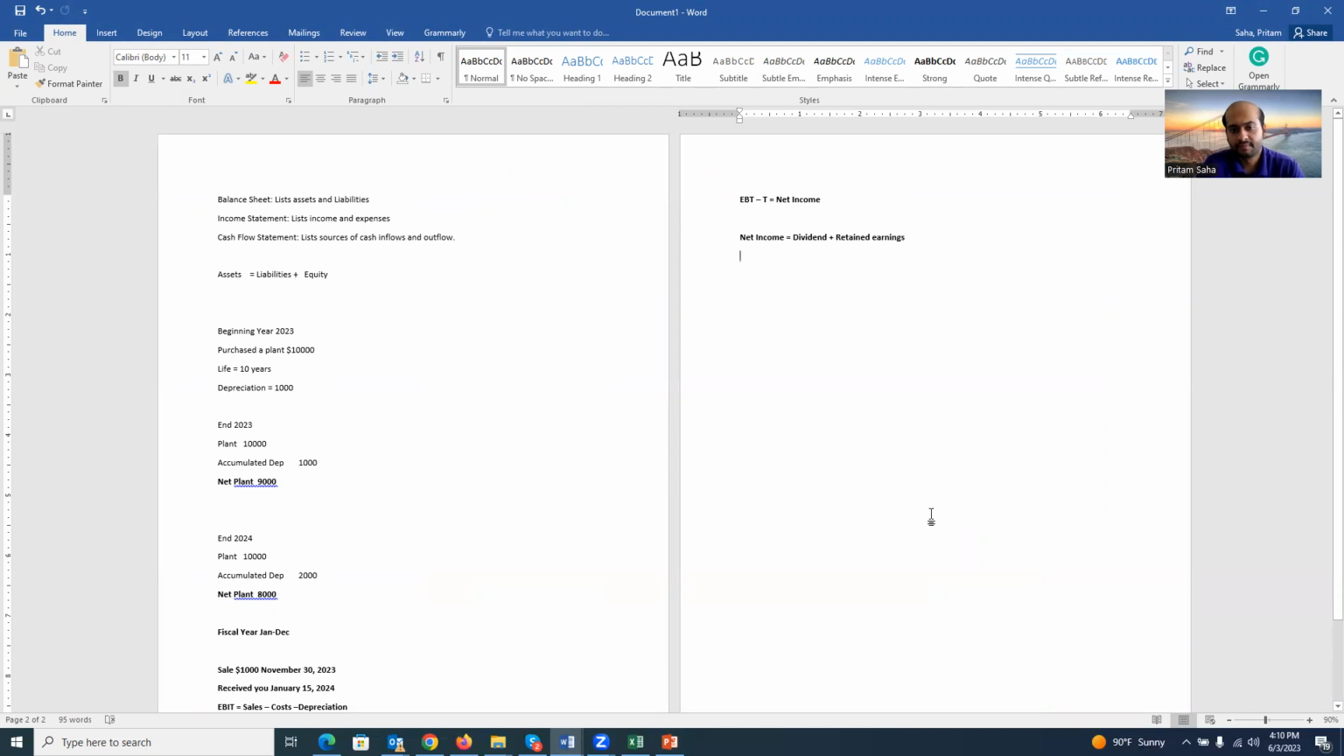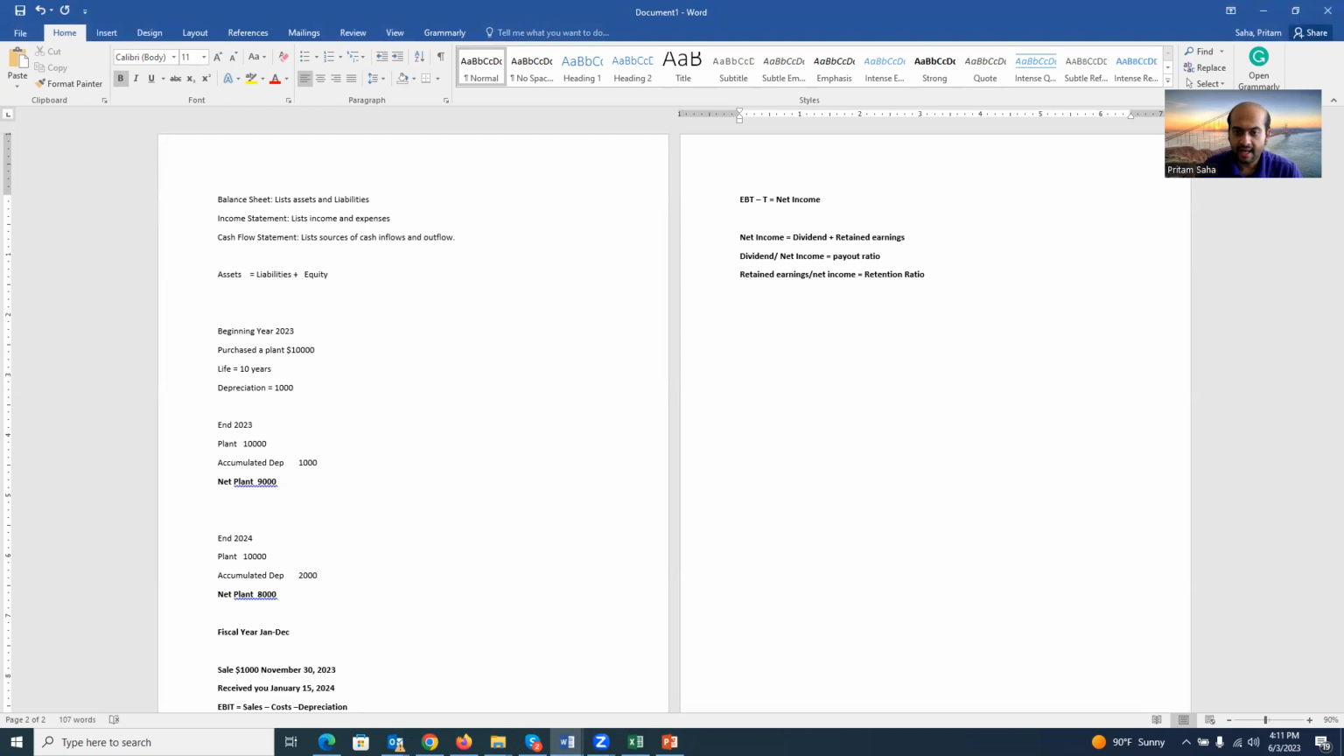Now, here is the thing. If I divide dividend by net income, this is known as the payout ratio. If I divide retained earnings by net income, this is known as the retention ratio.